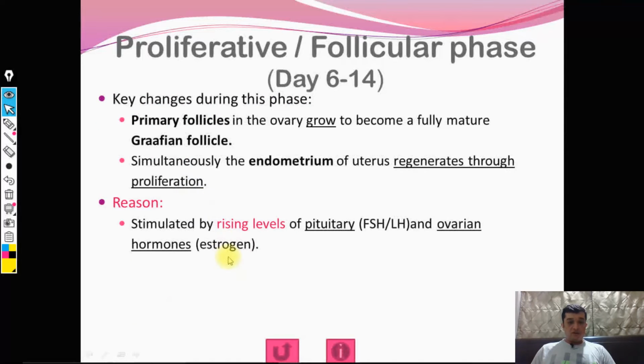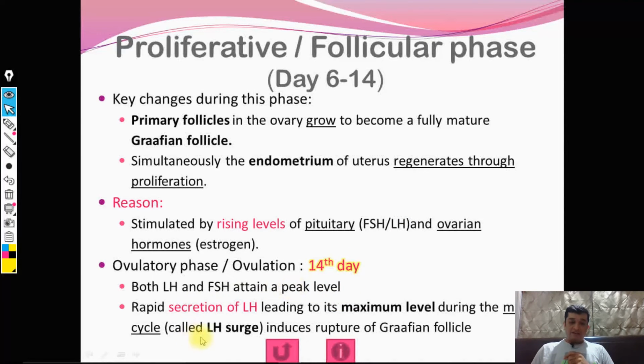Definitely we have understood the changes, and the reason is also very clear: there are rising levels of pituitary hormones, the anterior pituitary hormones, that is the gonadotrophins, and the ovarian hormone, only estrogen, remember, because only the theca layer is there, okay. So this increase in LH is in particular very important.